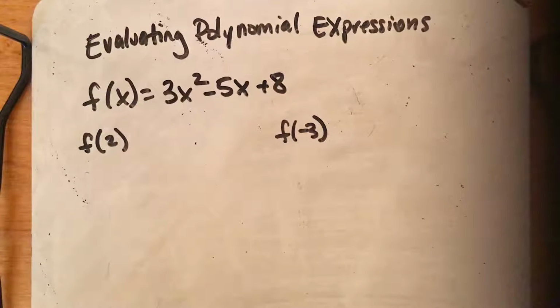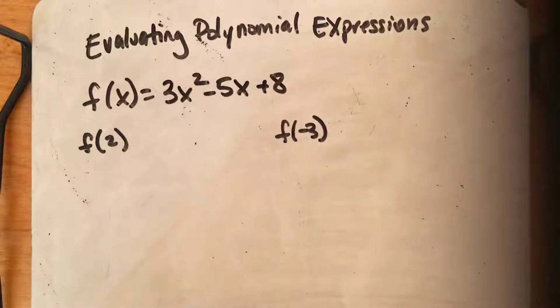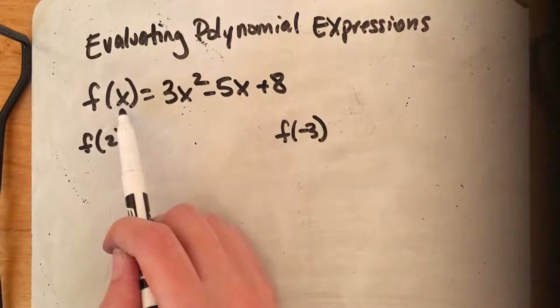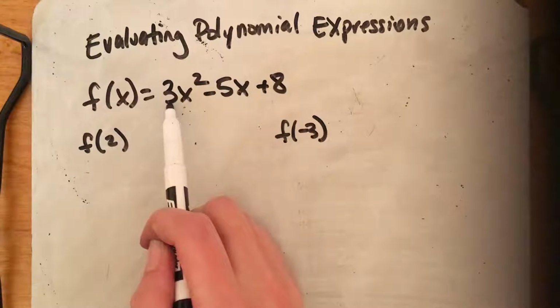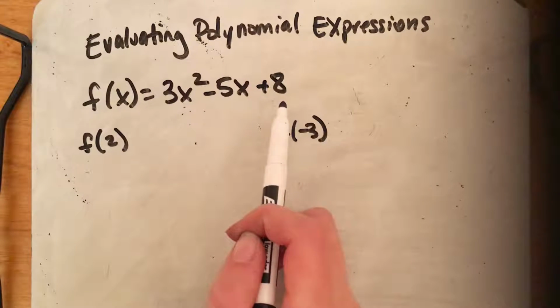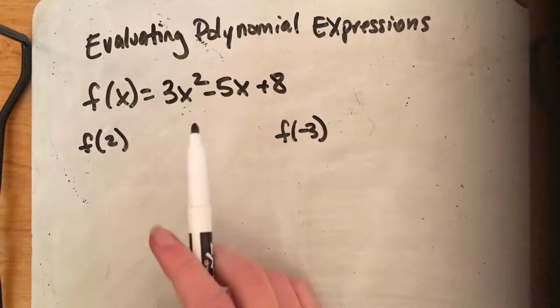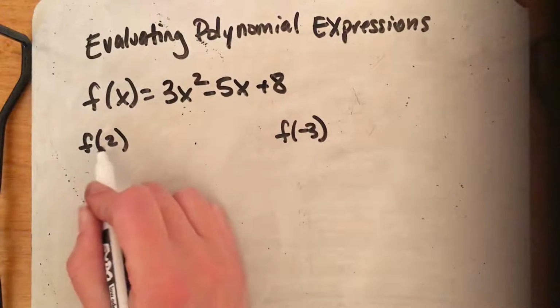Alright, in this video we're going to talk about evaluating polynomial expressions, meaning plugging numbers into quantities that have multiple terms in them. So we're going to start with our f of x value, which is going to be 3x squared minus 5x plus 8. And so we are going to plug in some numbers. The number inside of these parentheses is what we're going to replace where x is. So I have f of 2.